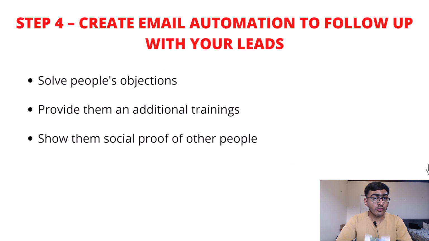The main purpose of your email automation is to solve people's objections, provide them additional training, and show them other people's social proof. Because if you are promoting a product but your audience is confused about whether it will definitely help them or not, then as an affiliate marketer, your job is to remove people's objections. Once you remove all the objections, they will definitely purchase the product you are recommending, and you will get a commission. So now I will show you my actual email automation sequence and what you need to do inside your email automation to increase your conversion rate.